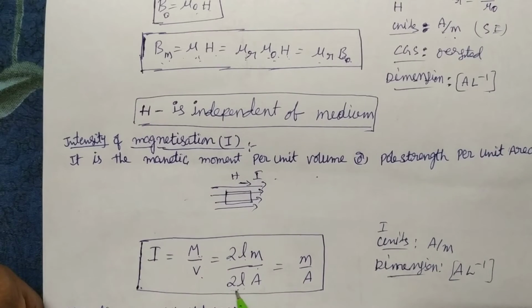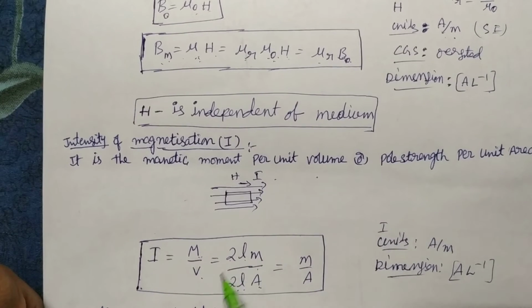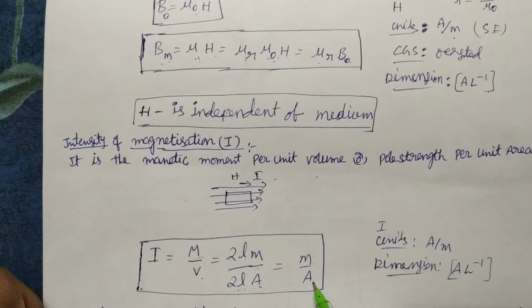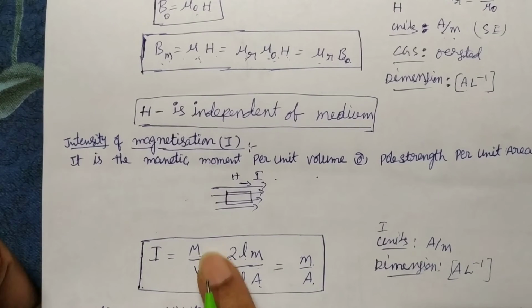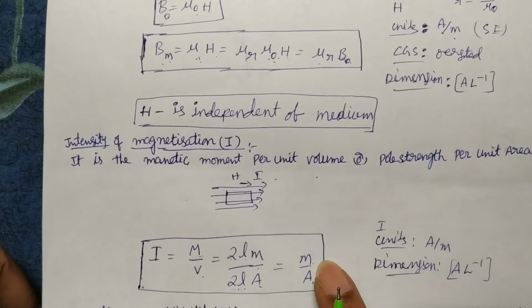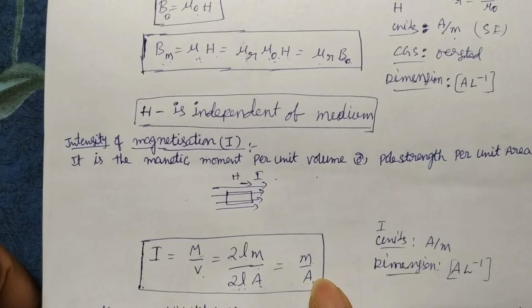What is the volume of the magnet? 2L into area of cross section. A is here the area of cross section. 2L gets cancelled, so M by A. So intensity of magnetization we can define as magnetic moment per unit volume, or pole strength per unit area.